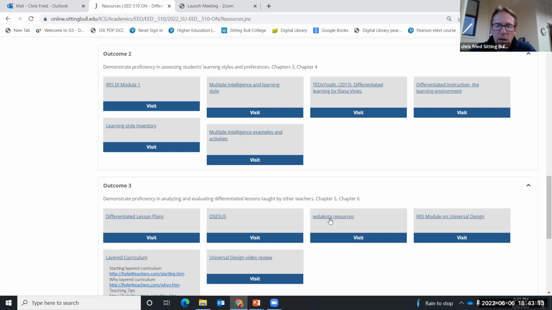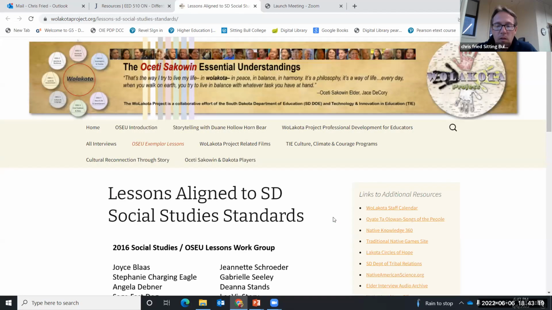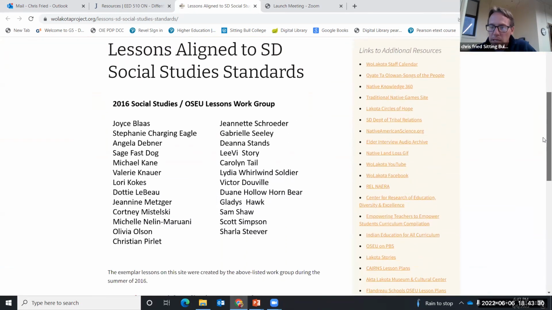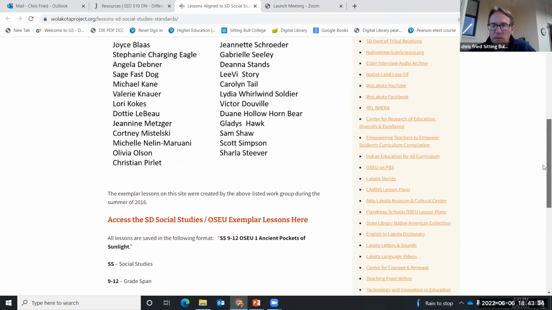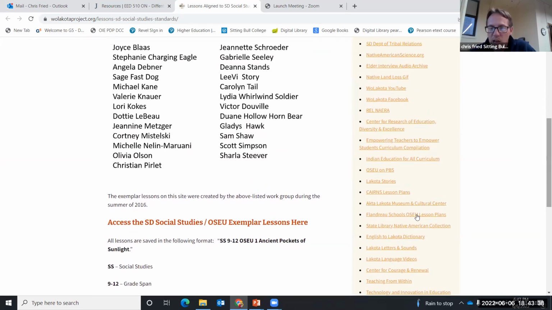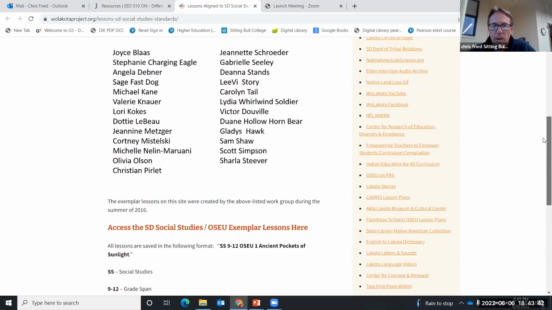But there's a variety of resources here as well in terms of looking at different types of lessons. So here we have the WOLAKOTA website, or the WOLAKOTA project, and you'll have a lot of resources here specifically connected to culture and language components, even some lesson plans here on the right hand side. There's just a ton of information here.